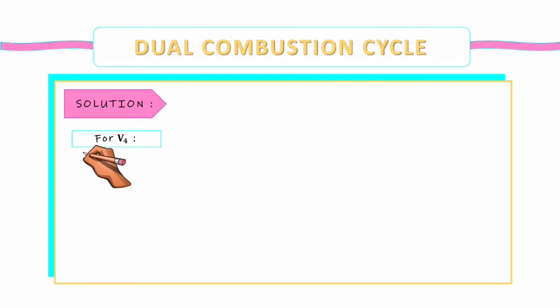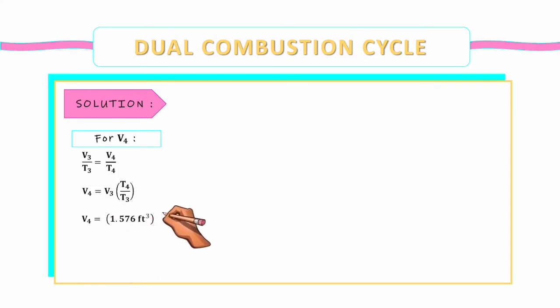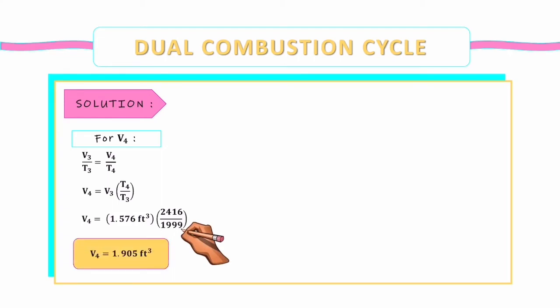Solving for the volume at point 4, we can use V3 over T3 equals V4 over T4. So, V4 is equal to V3 multiplied by T4 over T3. Substituting the given values, V4 is equal to 1.576 cubic feet multiplied by 2416 over 1999. So, the volume at point 4 is equal to 1.905 cubic feet.